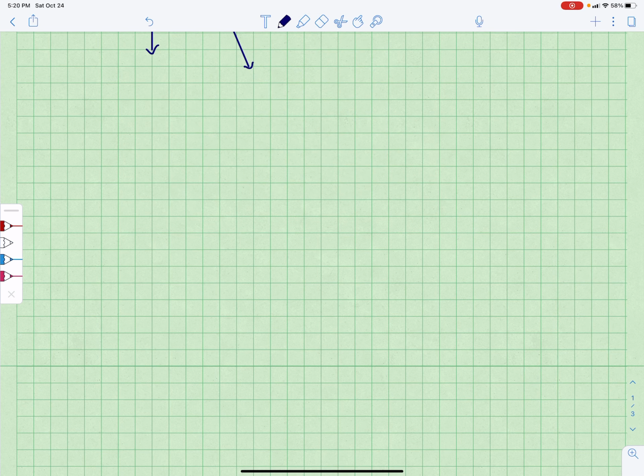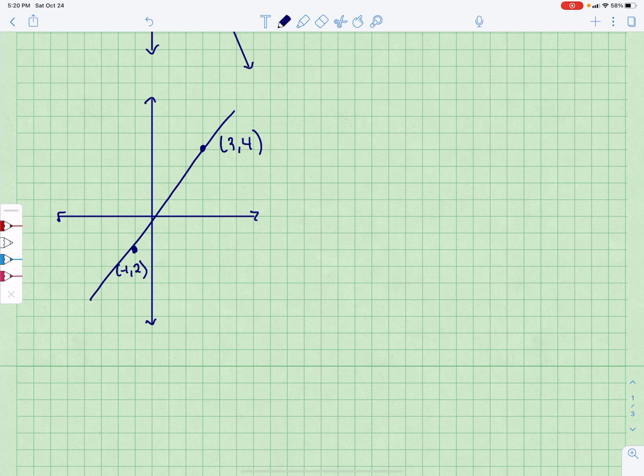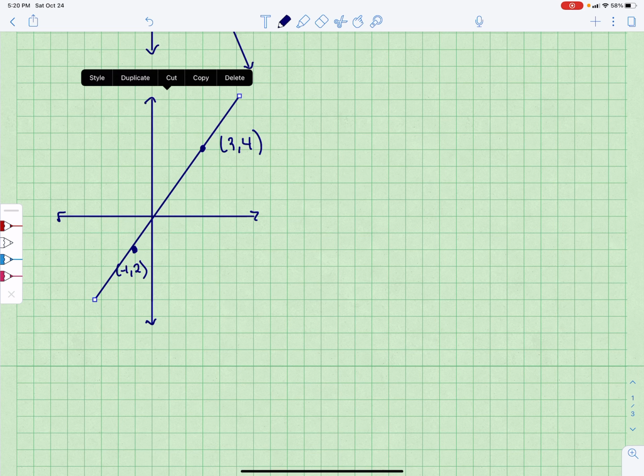Again, if we're talking about slope on a graph, then we're talking about rise over run. So we'll do another example here just to make sure we understand the concept. I'm going to put this point at 3, 4 first. And then the next thing I'm going to do is put a point at -1, 2. And then I'm going to go ahead and draw my line through these 2 points. Once I do that, I have 3, 4 and -1, 2.